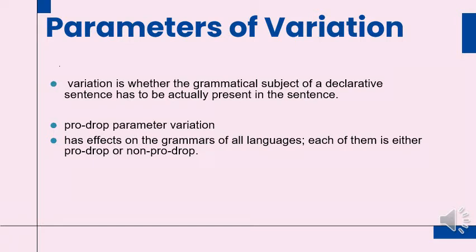This variation is captured by the pro-drop parameter, also known as the null-subject parameter. In pro-drop languages such as Italian, Chinese, or Arabic, the subject doesn't need to be actually present. In non-pro-drop languages such as English or German, it must always be present in declarative sentences. The pro-drop parameter variation has effects on the grammars of all languages. Each of them is either pro-drop or non-pro-drop.